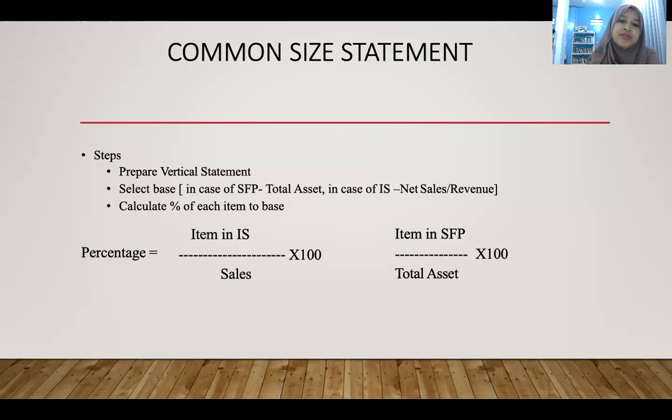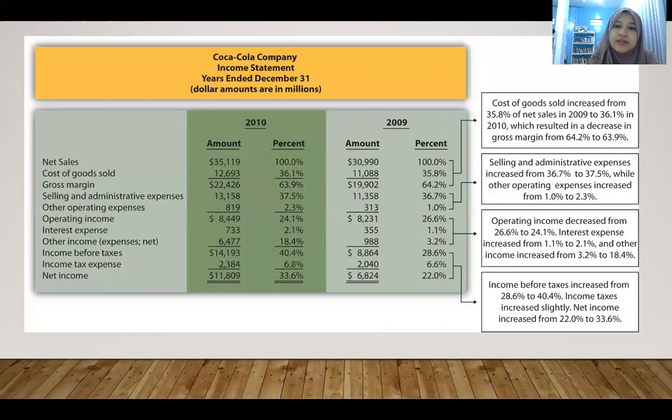So for each item in the income statement, we take the item and divide by the net sales figure, which is the base figure, and we multiply by 100. The same thing applies for certain items in the statement of financial position. We take the item amount and divide by the total amount of the base figure, which is the total assets or total liabilities and equities.